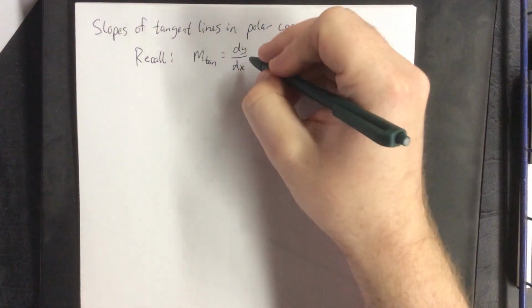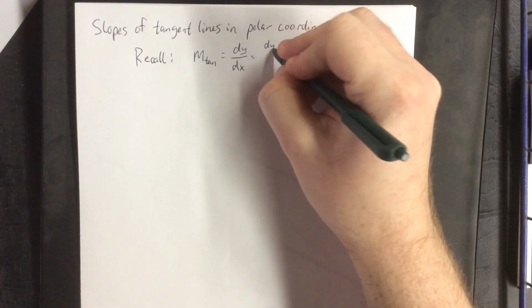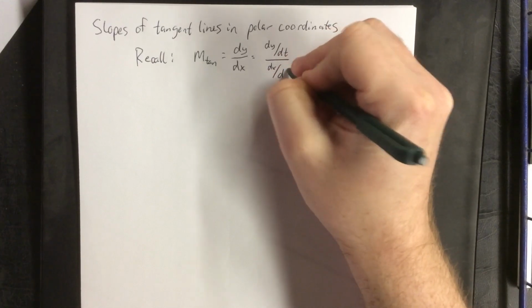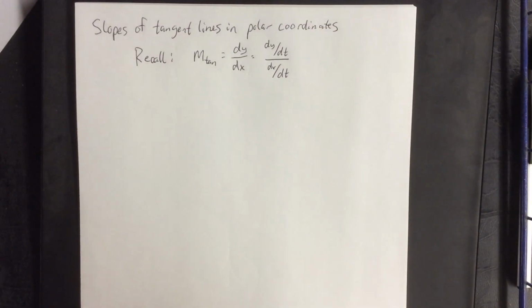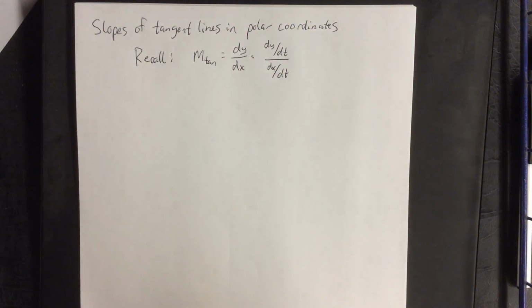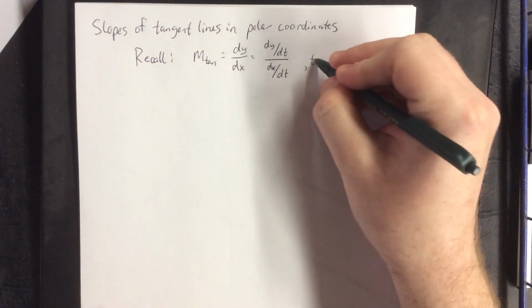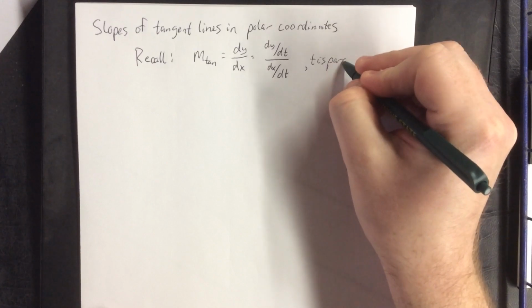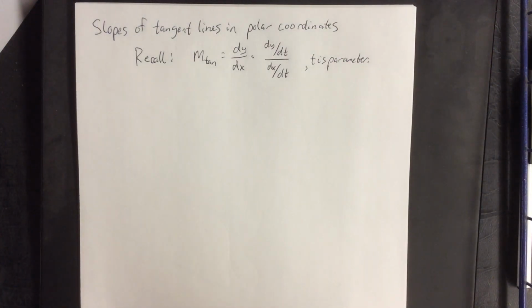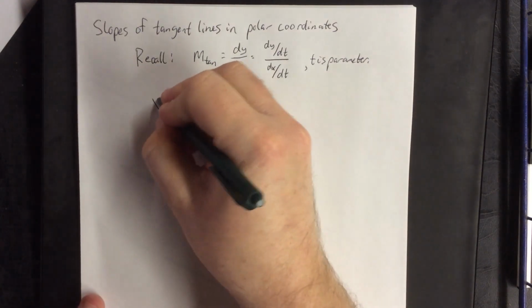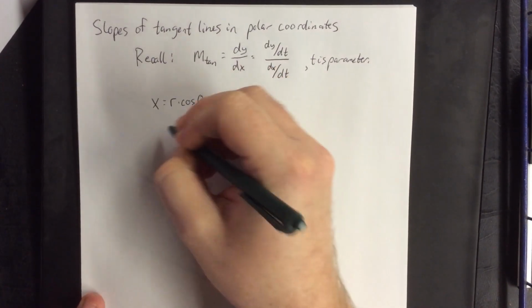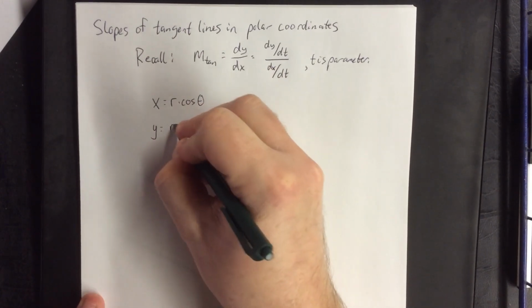Now, back in the parametric section, we also said that if you can define x and y parametrically, then you should be able to take dy over dt and dx over dt, assuming that t is your parameter. Well, what we just saw is that in polar coordinates, x can be expressed as r times the cosine of theta, and that y can be expressed as r times the sine of theta.